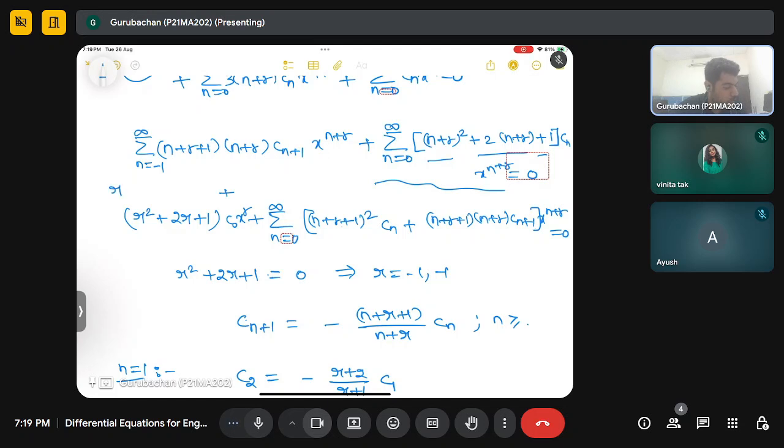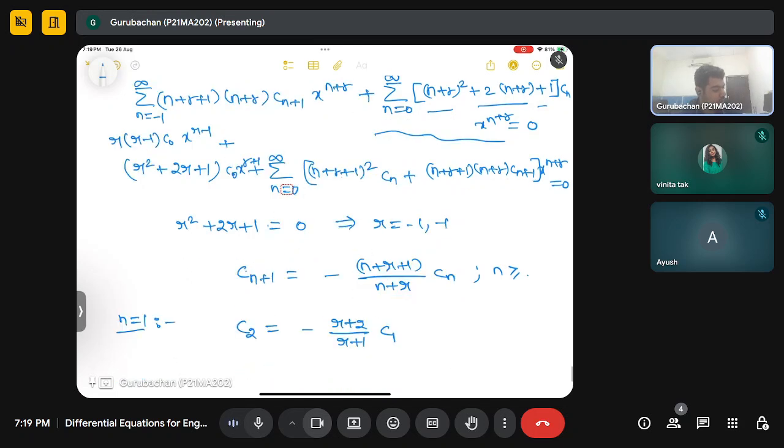For n equal to minus 1, you will get r into r minus 1 c naught, and since it is starting from 1, it will be c1 plus x to the power r. So this will be c naught r into r minus 1 c naught plus x to the power r minus 1. So this is your lowest degree term.